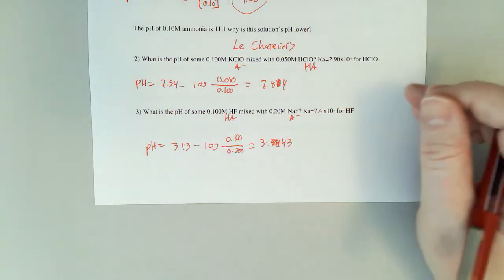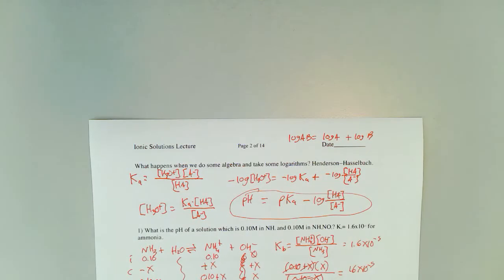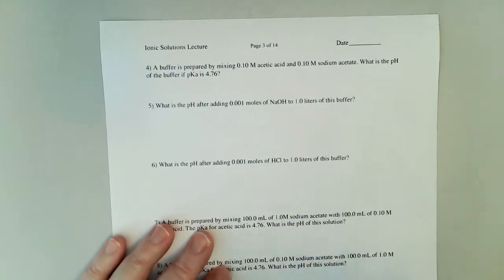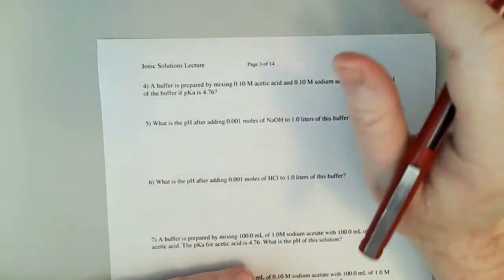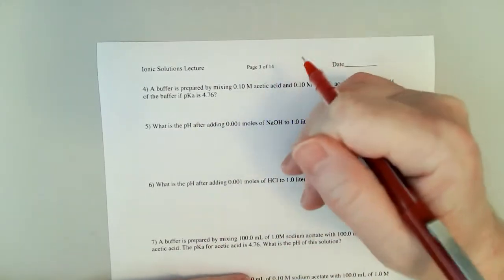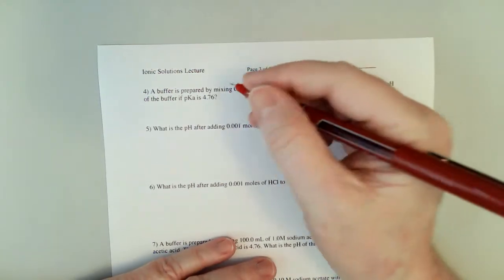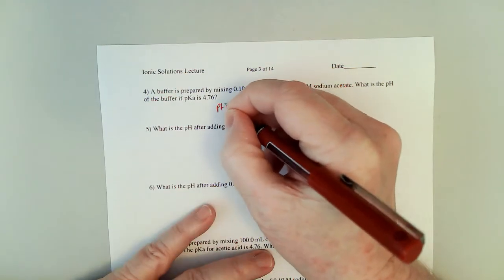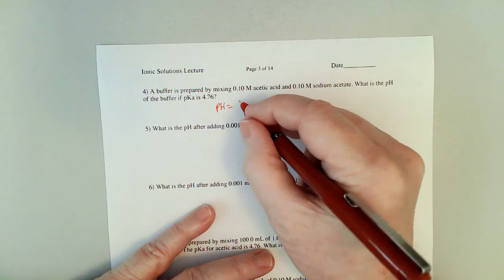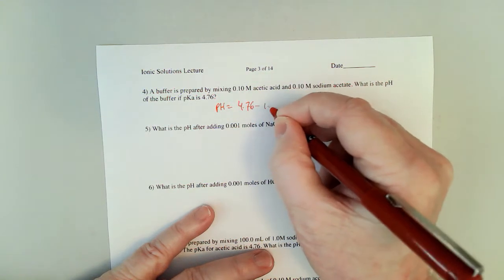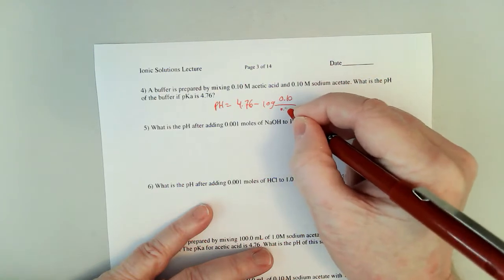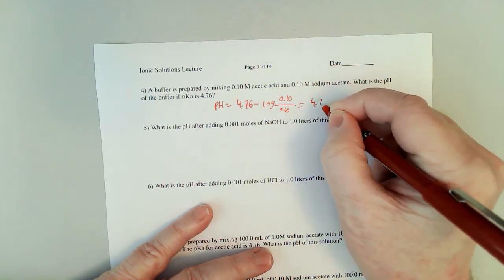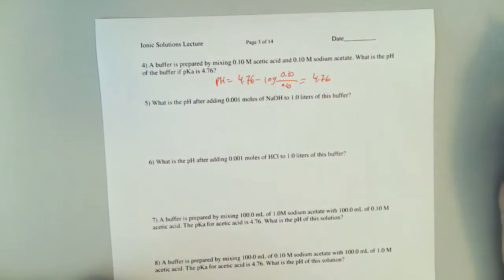All right, so one more page here, dealing with buffers. We'll do one last question like that, just because I want to establish a buffer that we're going to really answer several questions about. pH equals, now the pKa is 4.76, minus the log, and both of these are 0.10 molar, so that equals 4.76. So there's the acetic acid sodium acetate buffer we're going to deal with.